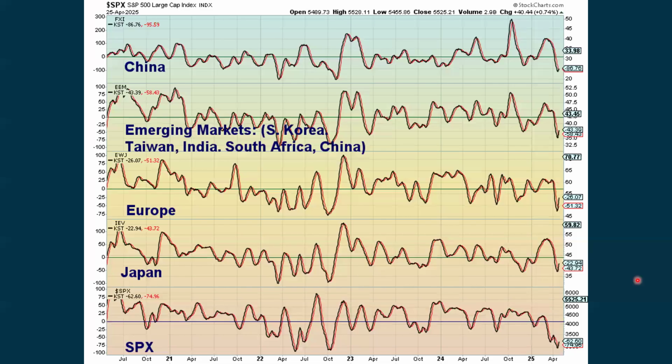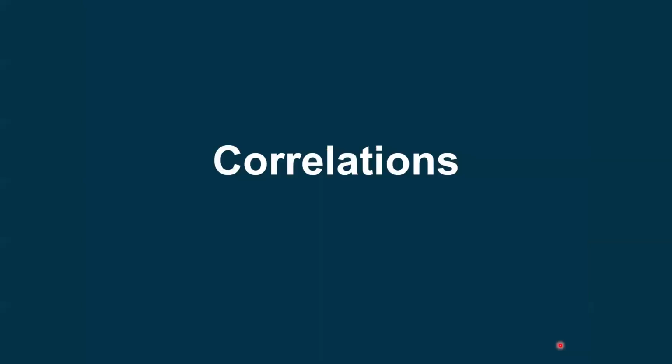And we're seeing some improvement globally. China's trying to turn up, emerging markets are turning up, Europe and Japan turning up as the US is turning up. And this is the KST, a longer term oscillator.